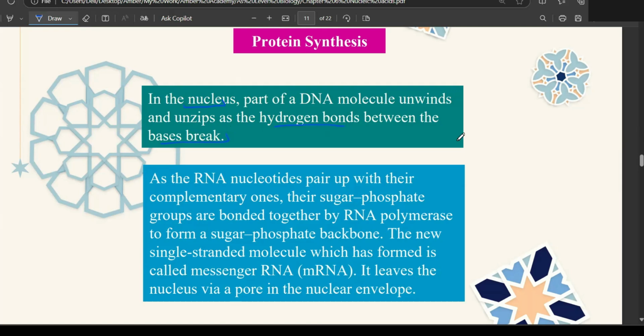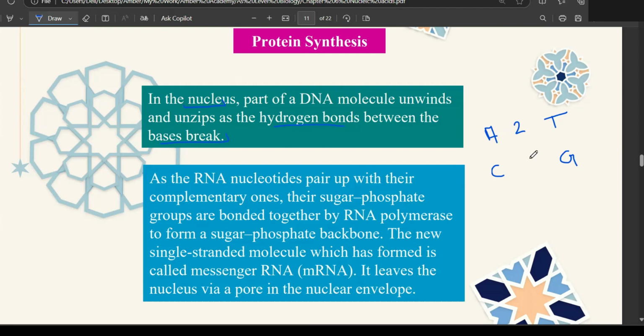So we know, between adenine and thymine, how many hydrogen bonds are present? 2 or 3? 2, miss. 2. And between cytosine and guanine?